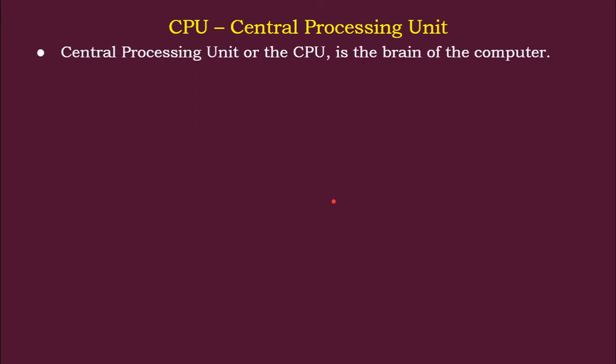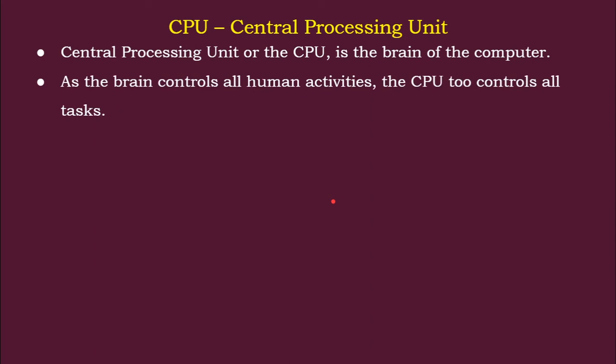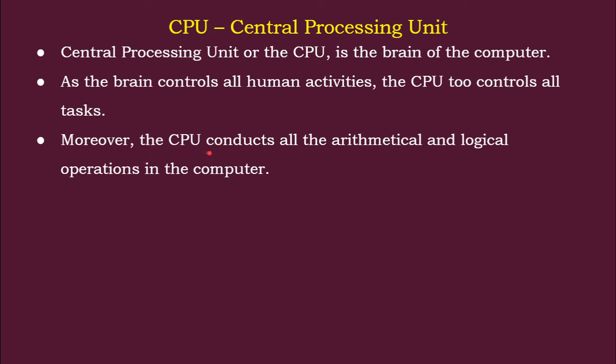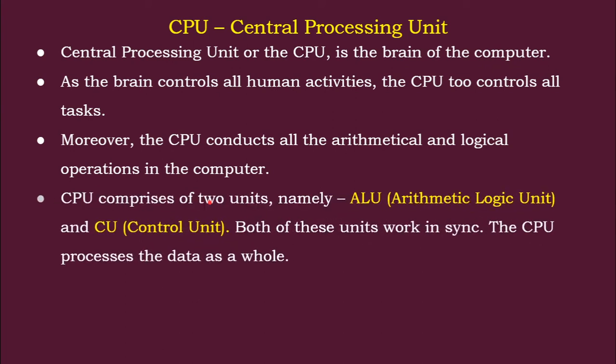Let us see the CPU, Central Processing Unit. The Central Processing Unit, or the CPU, is the brain of the computer. As the brain controls all the human activities, the CPU controls all the activities of the system. Moreover, the CPU conducts all the arithmetic and logical operations in the computer. The CPU comprises two units, namely the ALU, Arithmetic Logical Unit, and the Control Unit. Both of these units work in synchronization. The CPU processes the data as a whole.